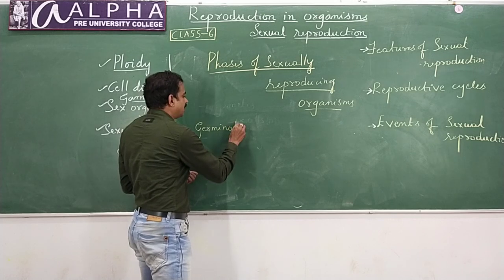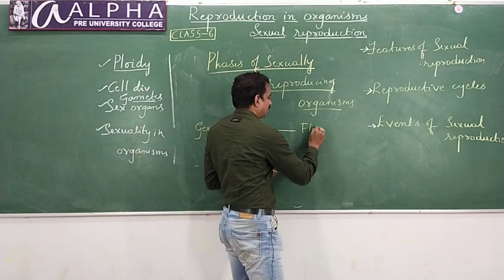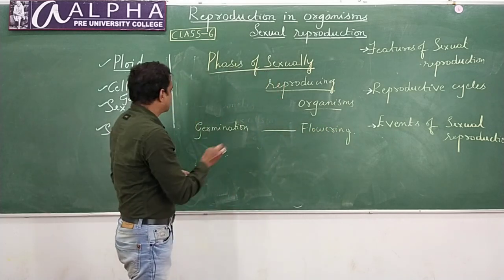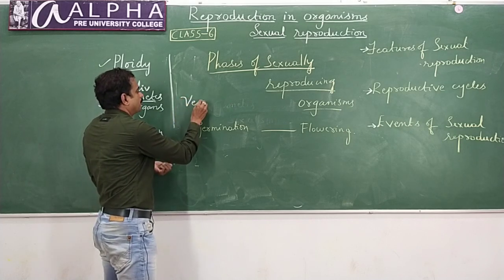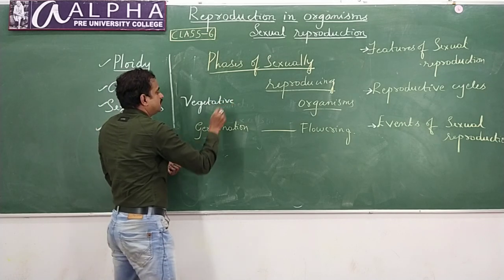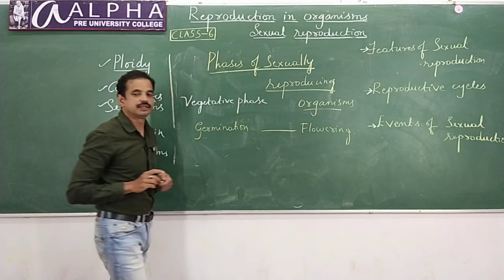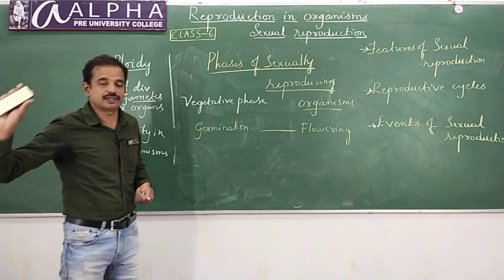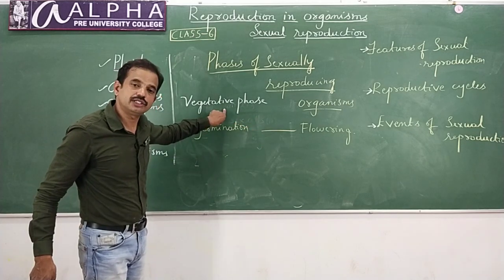the time period between the germination and the flowering, we call this as a vegetative phase. Vegetative phase in plants, right? The time period between germination of a plant until the flowering, we call that as a vegetative phase.